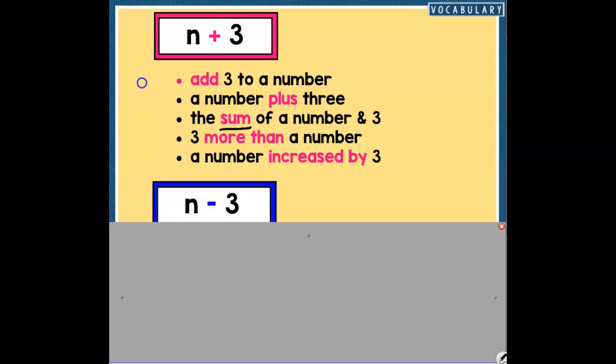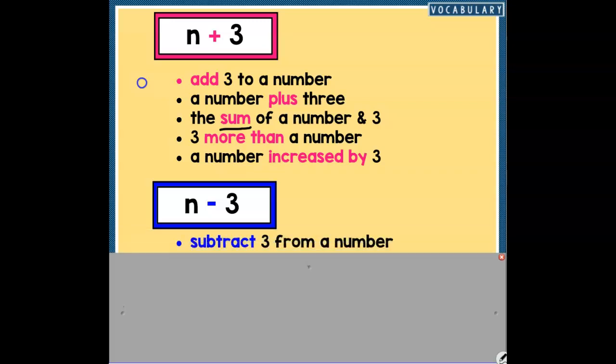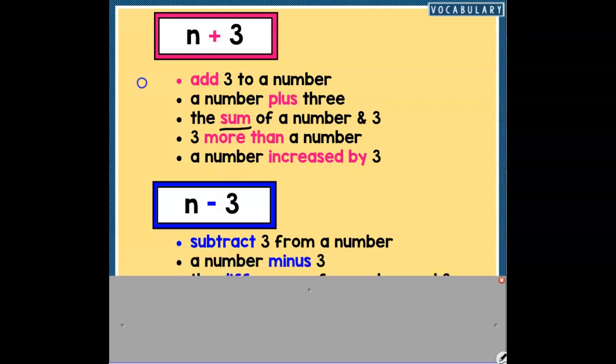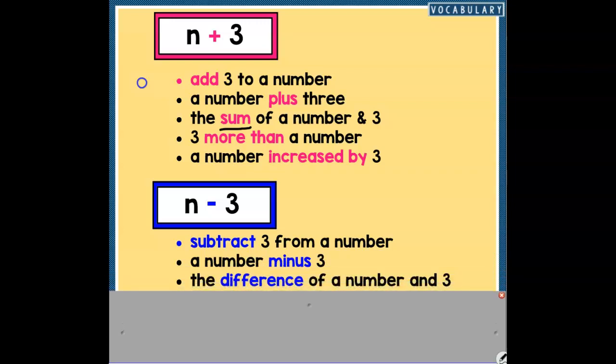Okay? Now let's look at this expression. How would you say this expression? Tell your table partner. Maybe you said, subtract 3 from a number. Notice how we have to start with the number because you're taking the 3 away. So it says subtract 3 from the number. A number minus 3. The difference of a number and 3, because remember, difference was that word that meant subtract.